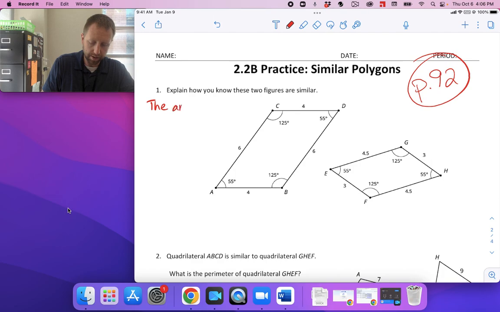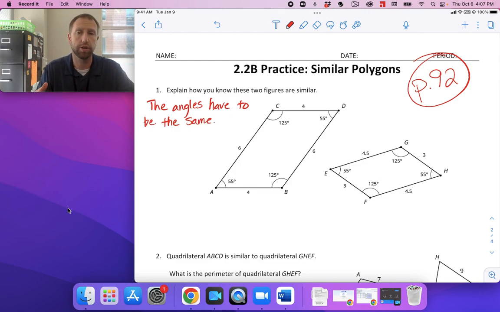The angles have to be the same. Okay, we had that with congruence when two shapes are congruent, but that's also true for similar shapes. The angles have to be the same.